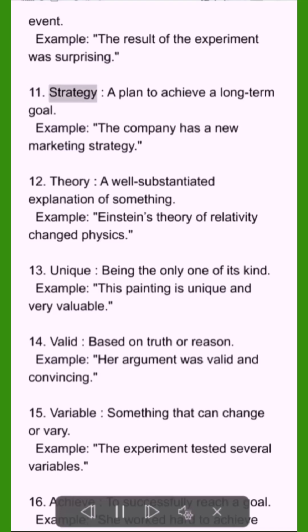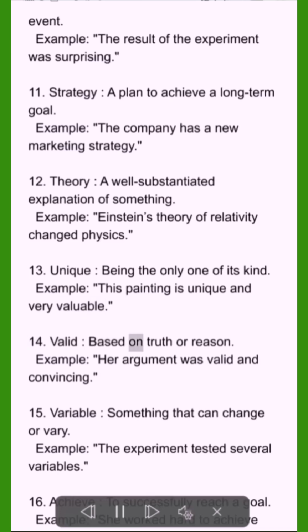11. Strategy, a plan to achieve a long-term goal. Example, the company has a new marketing strategy. 12. Theory, a well-substantiated explanation of something. Example, Einstein's theory of relativity changed physics. 13. Unique, being the only one of its kind. Example, this painting is unique and very valuable.